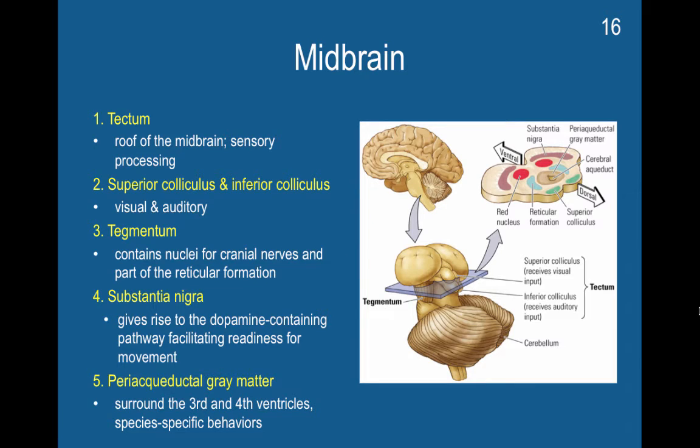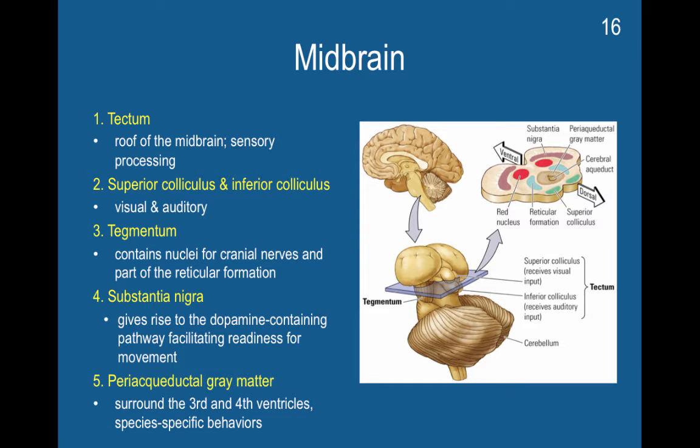Okay, now we're going a little bit above to the midbrain. The midbrain includes the tectum, which is the roof of the midbrain. This is involved in sensory processing, the superior colliculus and inferior colliculus. It's a lot easier to read than to say. This is involved in visual and auditory processing. Then you have the tegmentum. This contains nuclei for cranial nerves and other parts of the reticular formation.